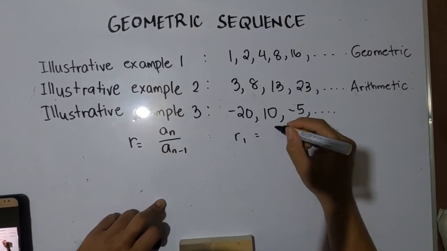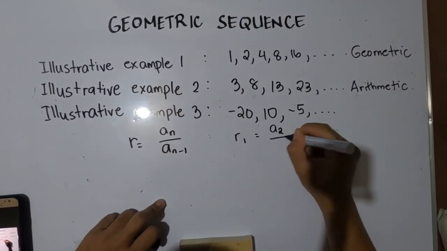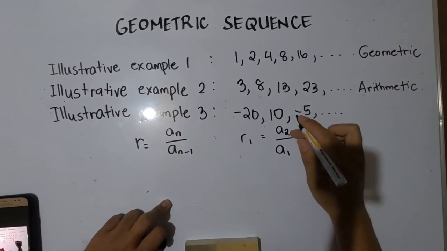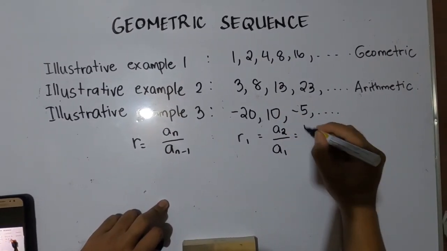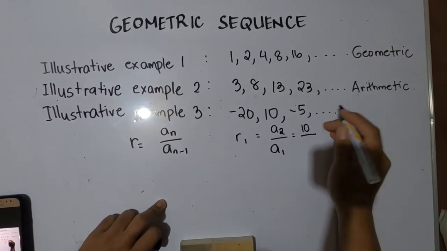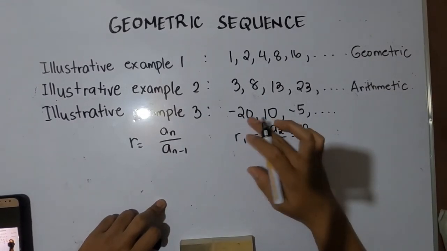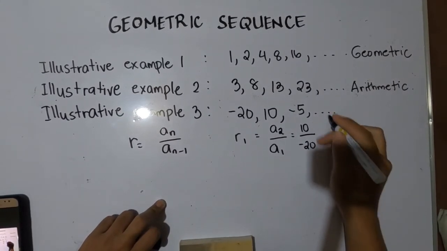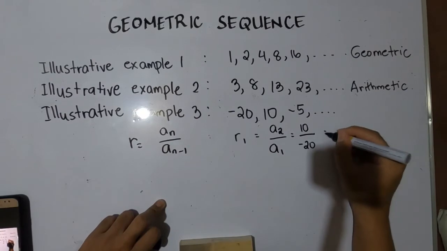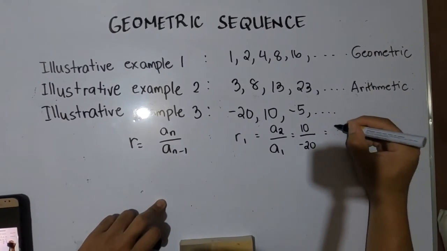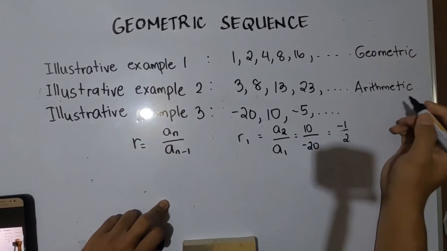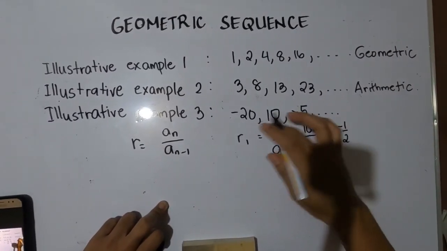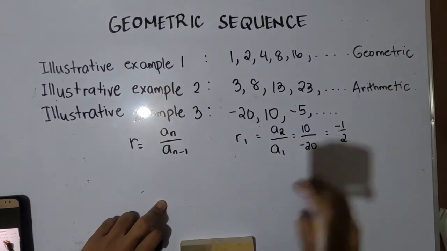That is a sub 2 divided by a sub 1. A sub 2, by substitution, is 10, divided by a sub 1, which is negative 20. 10 divided by negative 20, when evaluated, is negative 1/2. The ratio of the second term and the first term is negative 1/2.